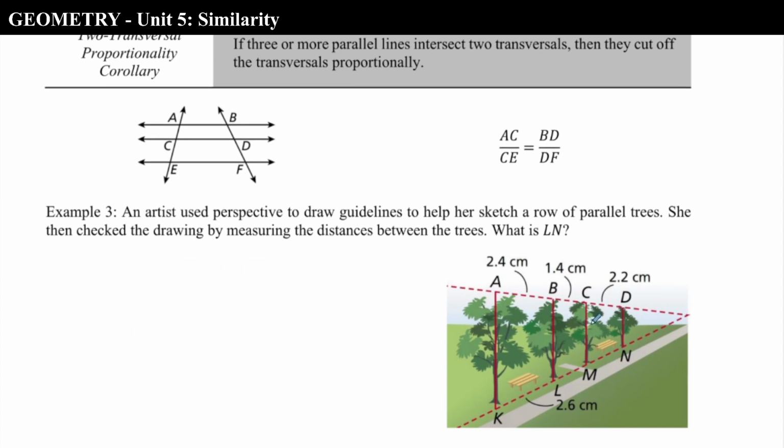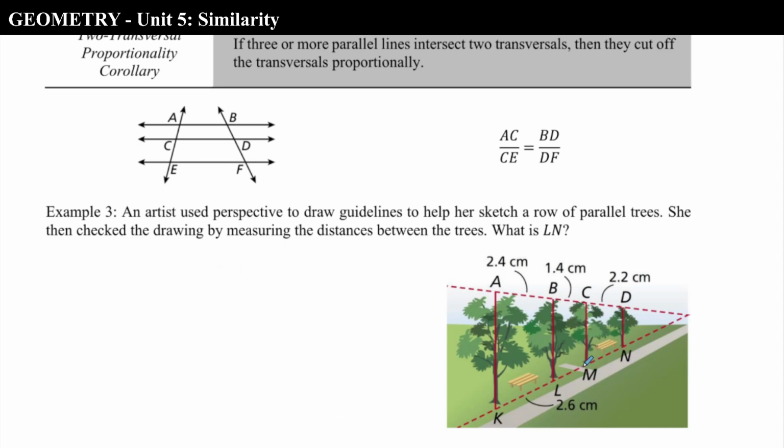Okay. So in example 3, an artist used perspective drawing to draw guidelines to help her sketch a row of parallel trees. She then checked the drawing by measuring the distances between the trees. What is LN? So what we have to state here is we know that AK is parallel to BL, which is parallel to CM, which is parallel to DN, because these are all trees going straight up and down, so these are all going to be parallel. So therefore, whichever order we make a ratio, that has to be equal to the corresponding ratio from the other side.